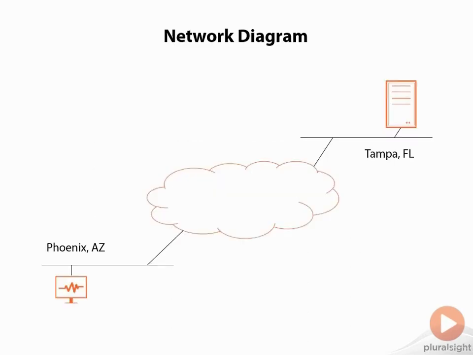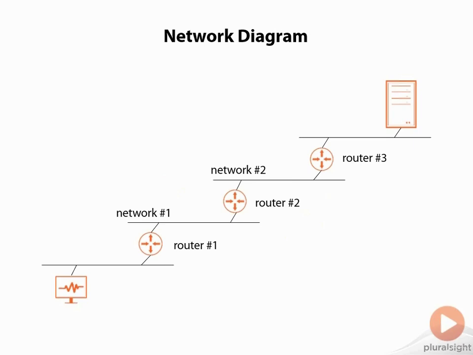Here we have two geographically separate systems, our testing system in Phoenix and the target in Tampa. Using traceroute, we can discover the intervening network topology, which might look like this. In this simple example, traceroute has identified 3 routers and 2 networks that were previously hidden from us. We of course already knew about the local and remote networks.